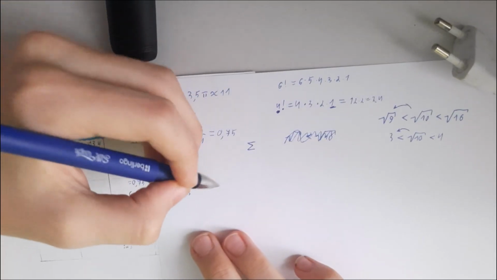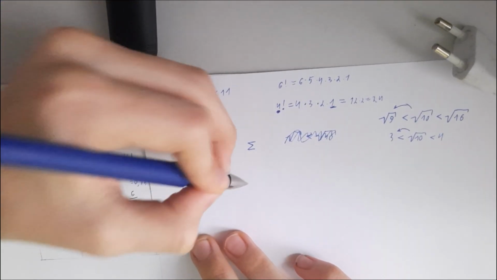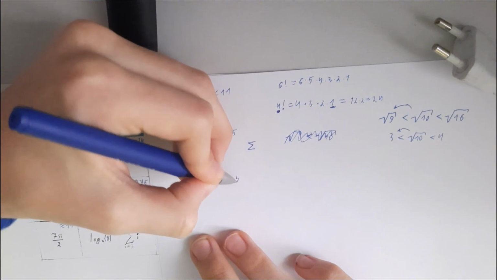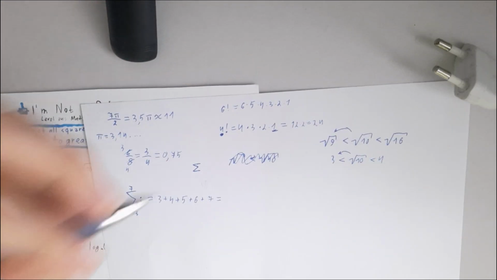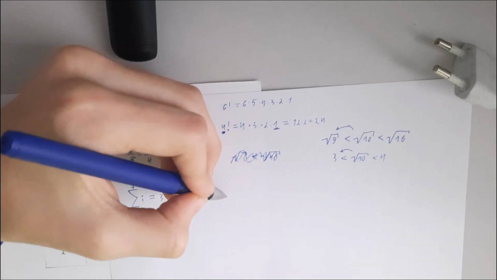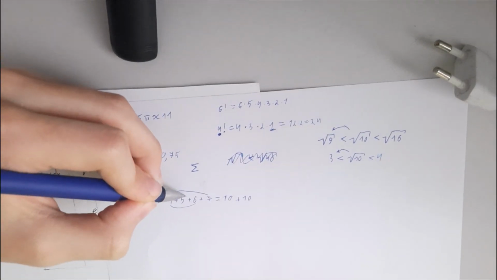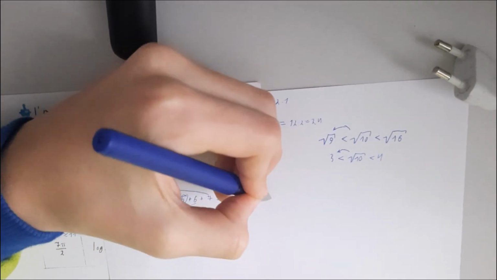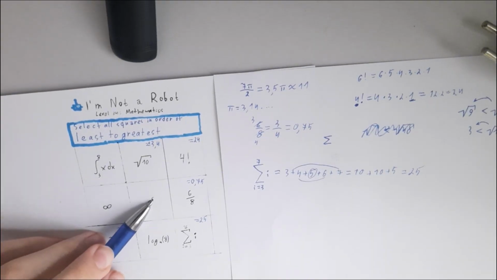So in our case, it is even easier. It is 3 plus 4 plus 5 plus 6 plus 7. To calculate it faster, 7 plus 3 is 10, 6 plus 4 is 10, and plus our 5, 25. Then the natural number to the power of 6.